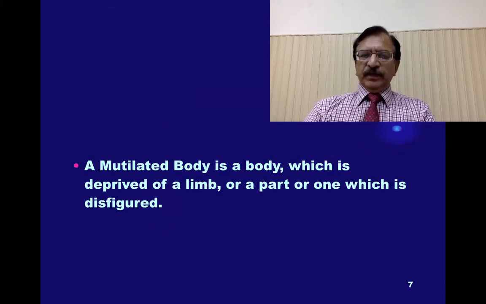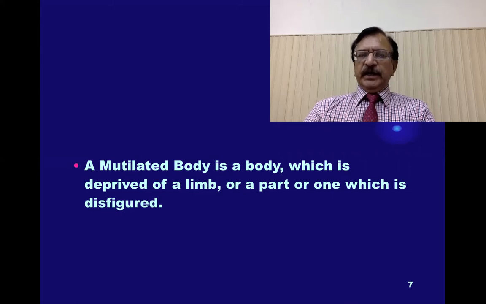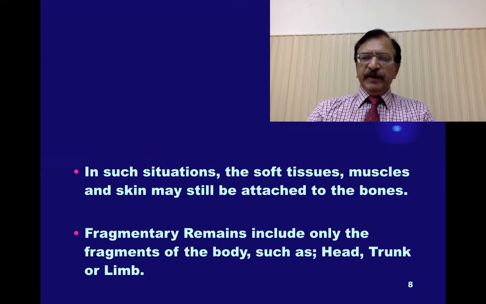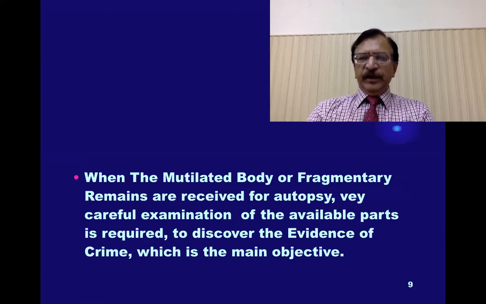So starting with the topic, a mutilated body is a body which is deprived of a limb or a part, or on which the body has been disfigured. In such a situation, the soft tissues, muscles, and skin may still be attached to the body. And the fragmentary remains include only the fragments of the body, such as head, trunk, or a limb. When the mutilated body or fragmentary remains are received for autopsy, very careful examination of the available parts is required to discover the evidence of the crime, which is the main objective.